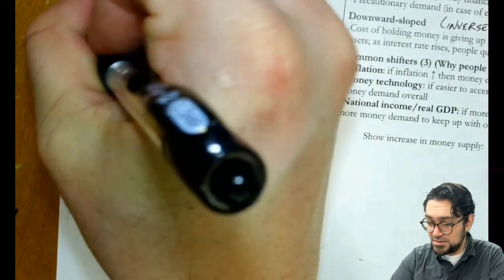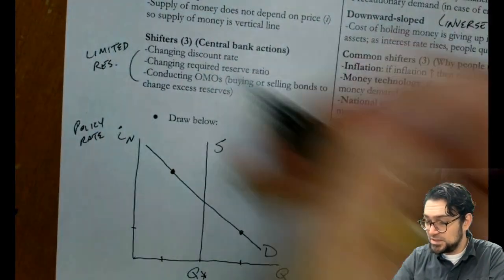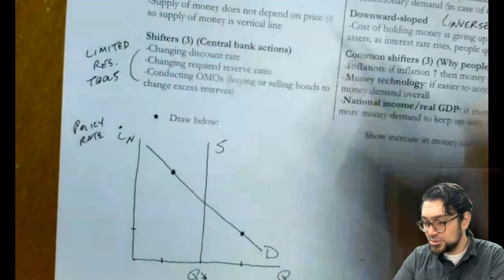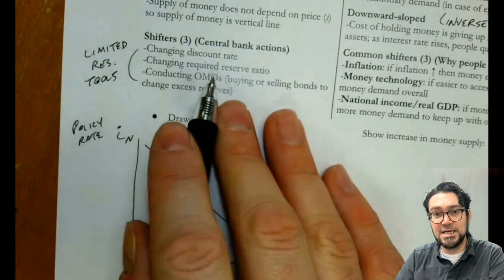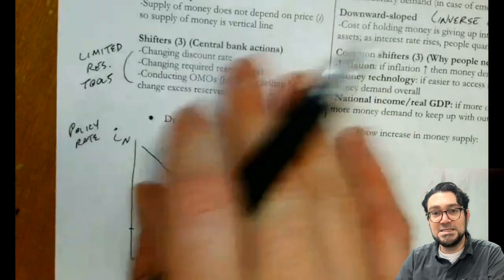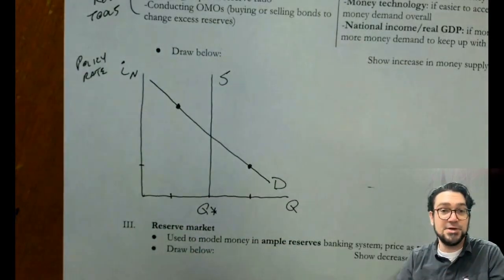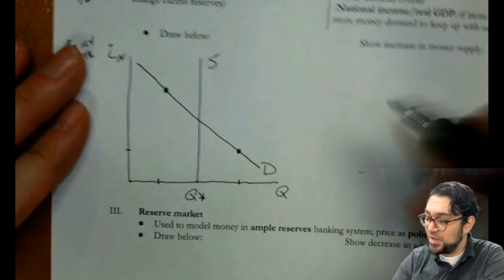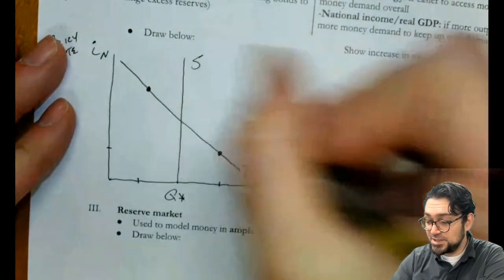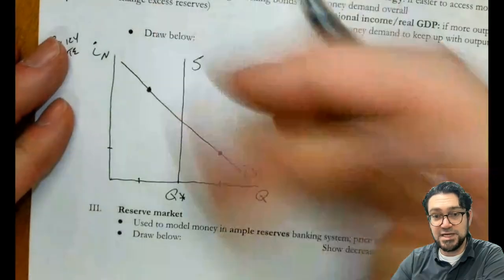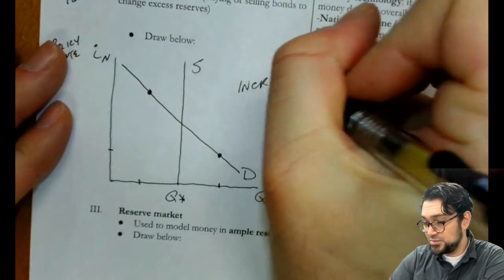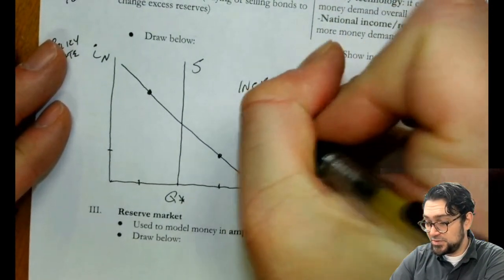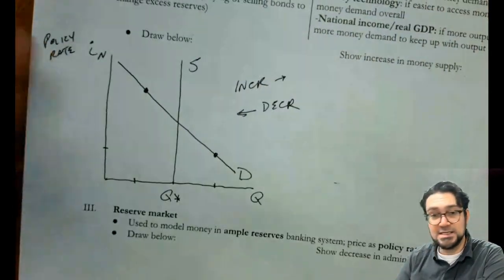These are the limited reserves tools, right? And so we have discount rate, reserve requirement, and open market operations. Really, these are just the tools that we learned about in 8.3 about central banks. Now, if we were to decrease the money supply, or increase it, an increase is to the right, and a decrease is to the left, as always.